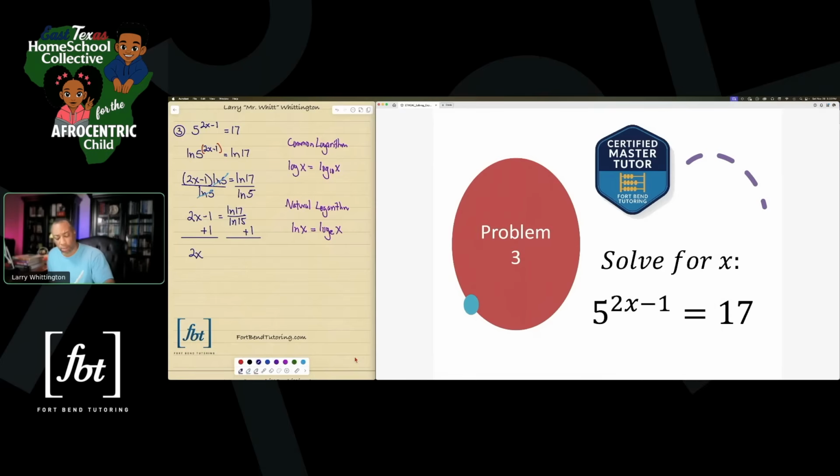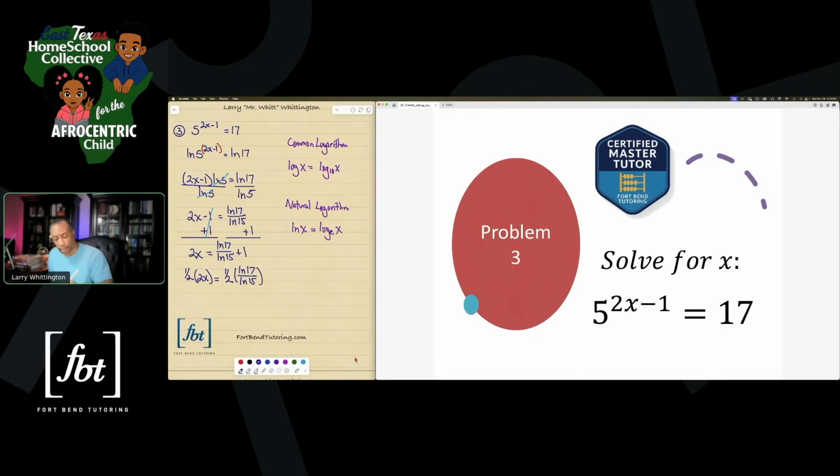And my 2x comes down. Of course, the 1s will cancel out here. We'll bring down that natural log of 17 divided by the natural log of 15 plus 1. And then what we can do is multiply both sides by 1/2, which is the reciprocal of the 2. You could also say you can divide it by 2, but it won't look as cute. So if I'm multiplying both sides by 1/2, Gage, then you'll end up with a scenario like this. Let me show you how this looks, sir.